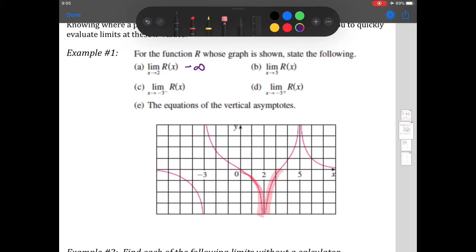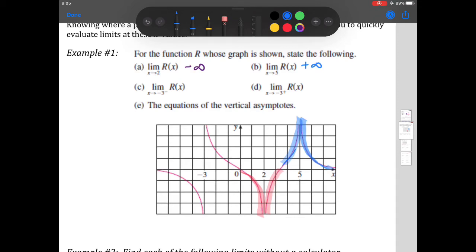So the next one is limit as x approaches 5. So let's check from the left and right. I'm going to take a blue. From the left, look here. It's going up. As I'm approaching 5, it's going up here. I know it's overlapping, it usually shouldn't, but it's just the highlighter. So it's approaching +infinity. Right?